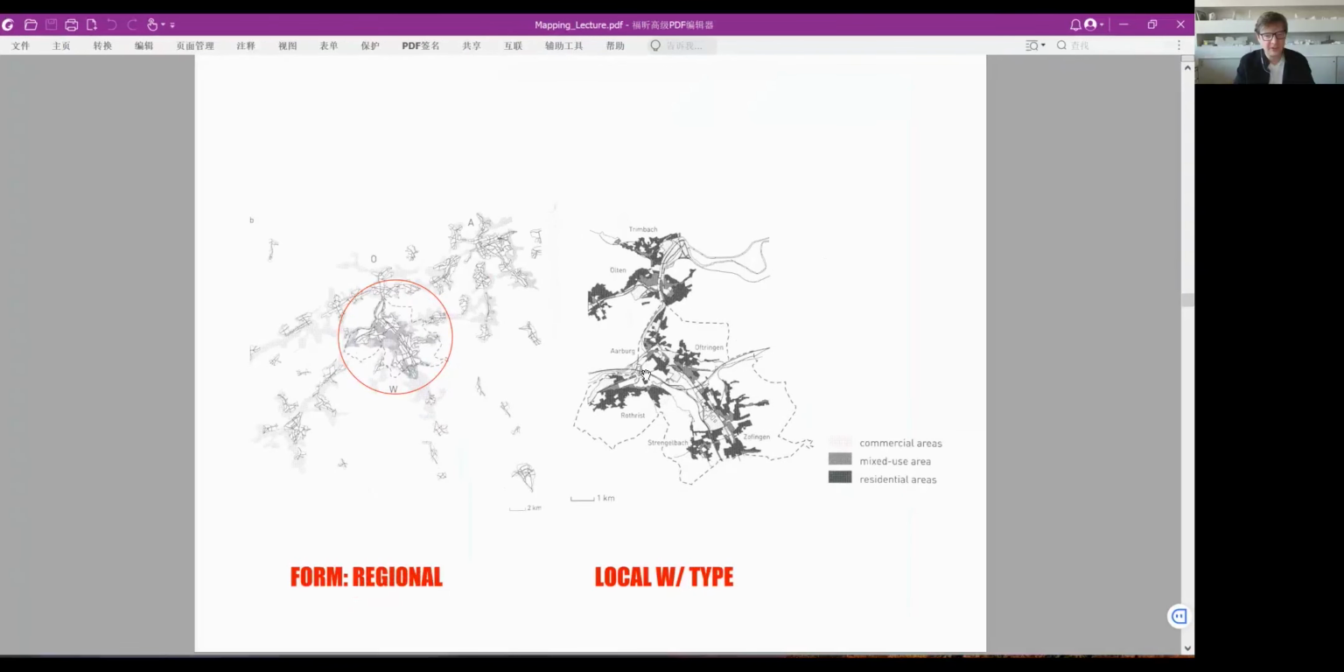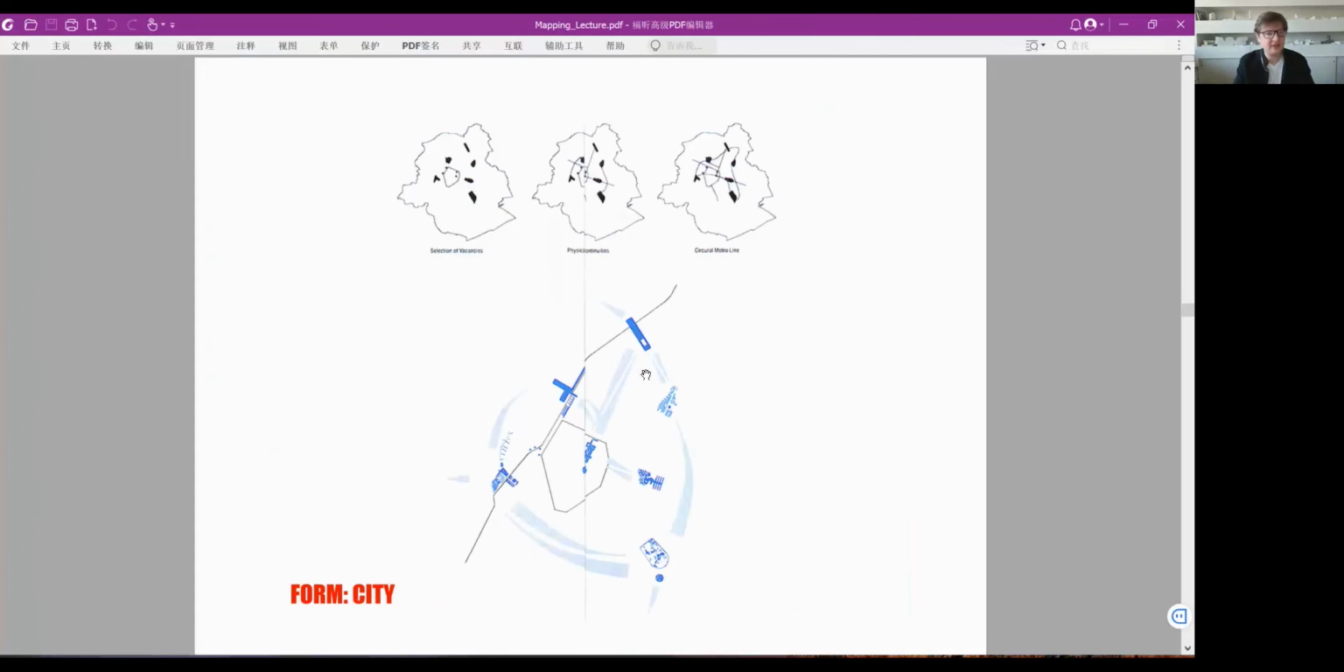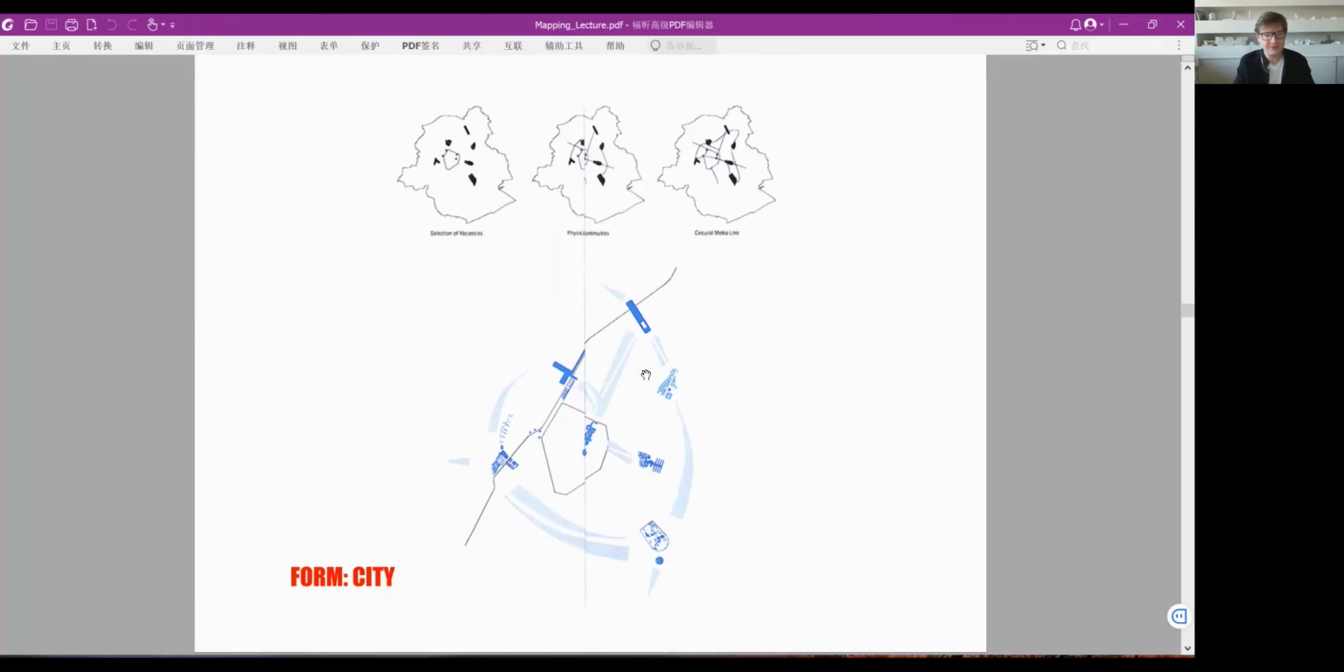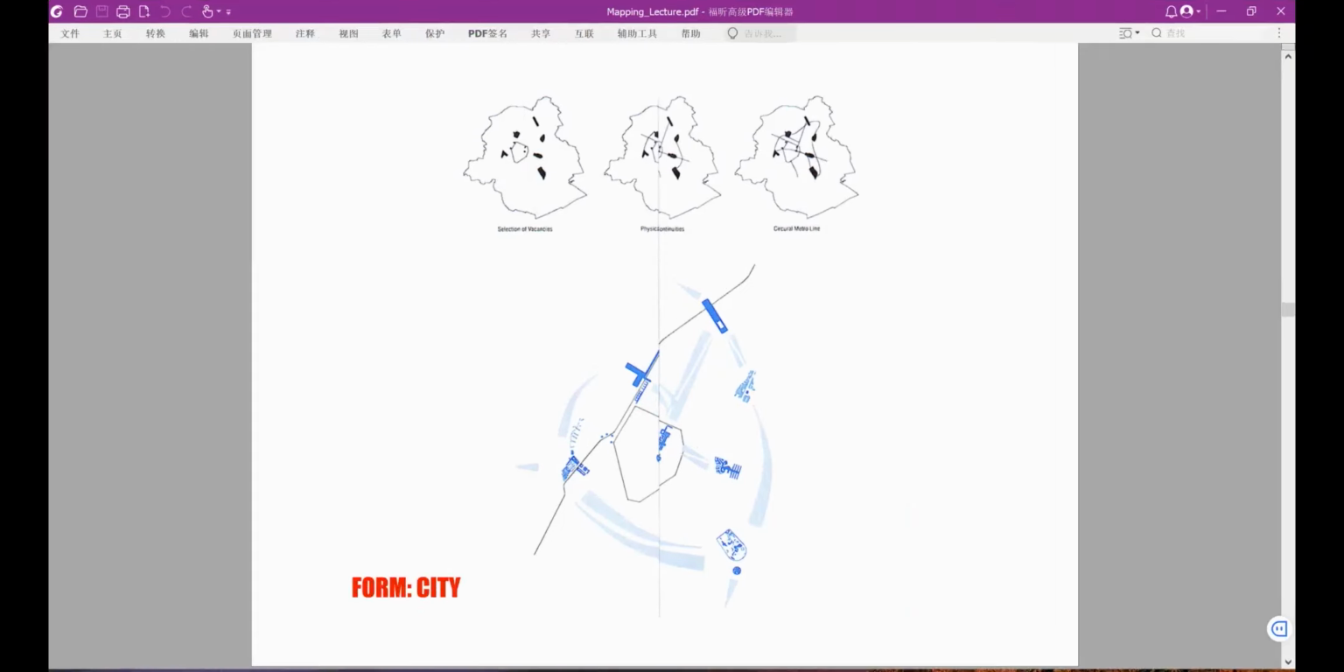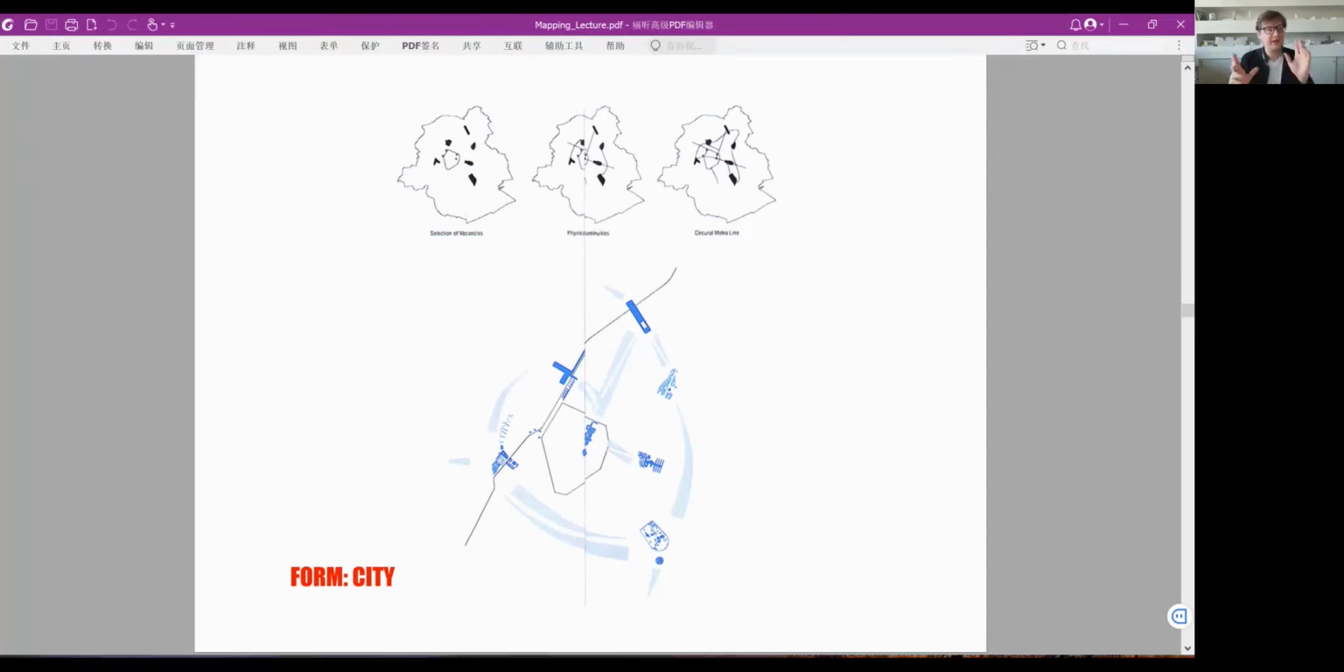And of course, we can always go deeper into it. From a regional level, we can go into a local level and try to understand more of the city. Where are, for instance, commercial areas? Where are mixed use areas? And where are residential areas? Next one. So these are the so-called urban functions. This is because we always compare different cities.